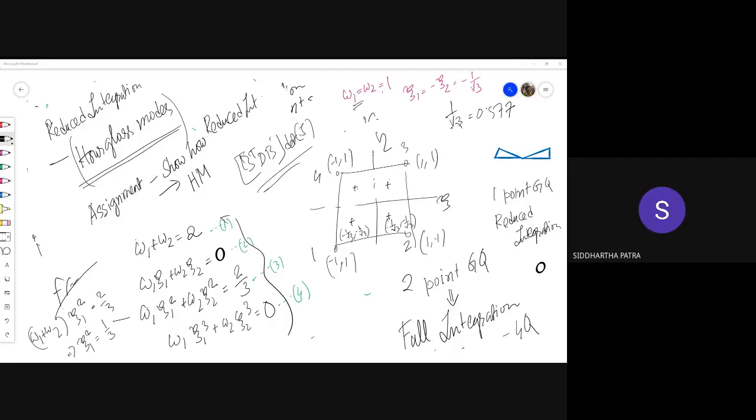Okay, and in a similar way you can use a single point Gauss quadrature. You see, where is the problem? The problem in finite element is in one place: large mesh, let's say 10,000 elements, 20,000 nodes, and even more elements, more nodes, 1 million degrees of freedom.